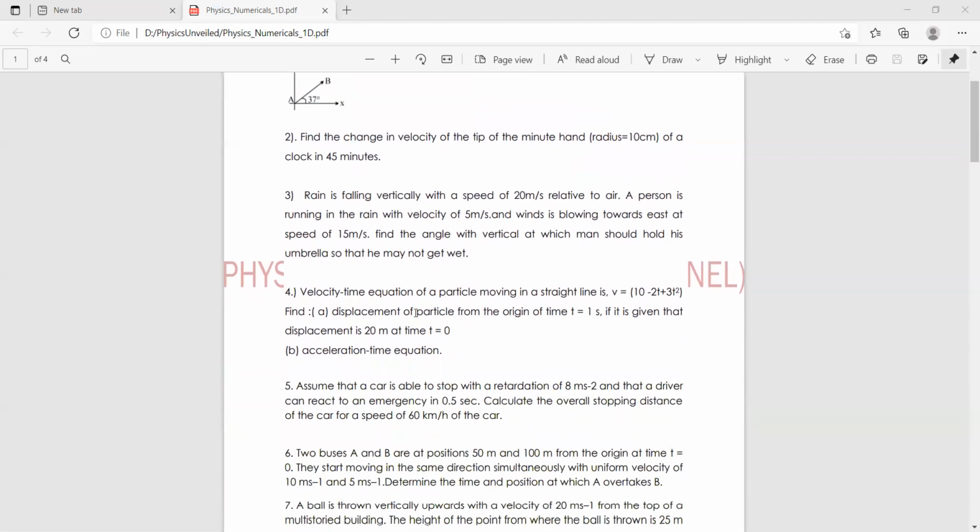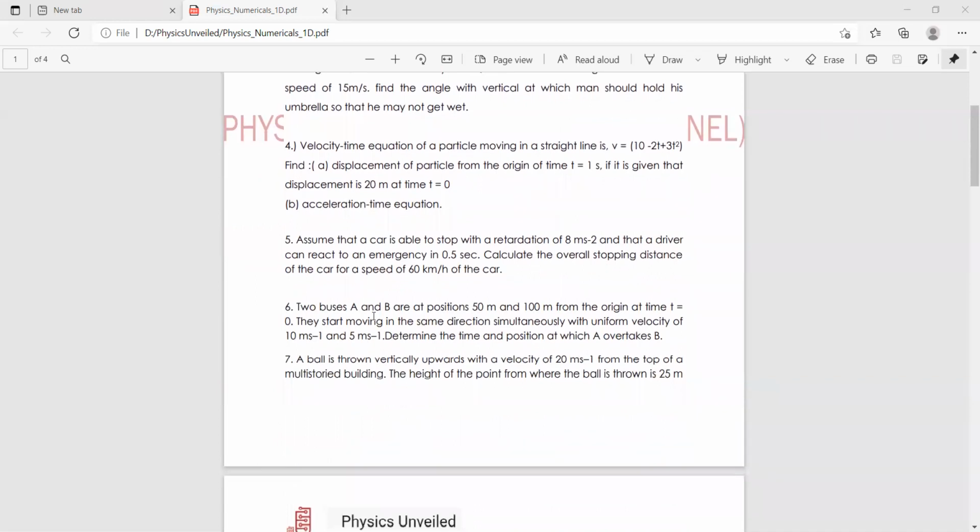The third problem is based again on the relative velocity that we have recently touched. Rain is falling with a speed of 20 meter per second relative to the air, and a person is running with a velocity of 5 meter per second in the direction of east, and wind is also blowing towards east at the speed of 15 meter per second. Find the angle from the vertical at which the man should hold his umbrella so that he may not get wet. This is a practical life problem we always face: whenever it's raining outside, we have to adjust the angle of our umbrella according to the direction of rain.